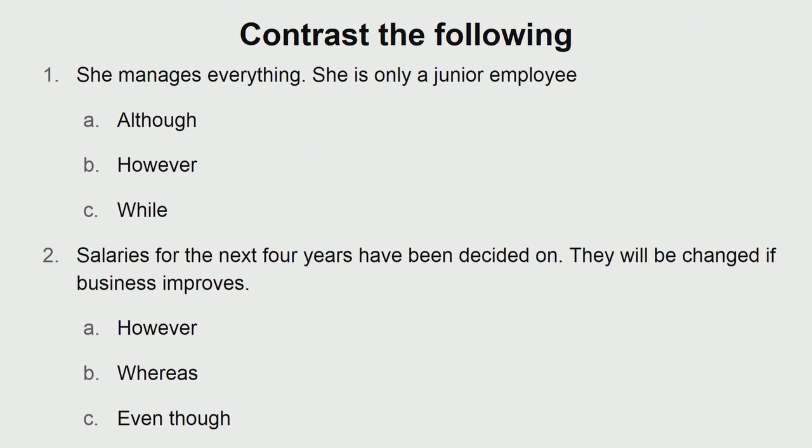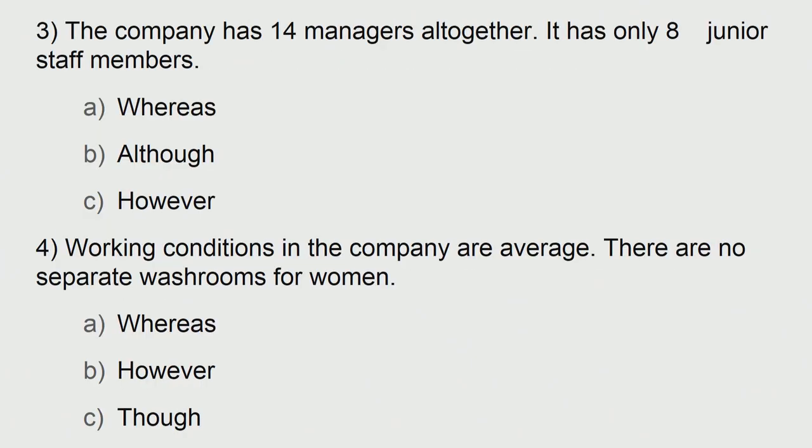Second, salaries for the next 4 years have been decided on. They will be changed if business improves. A, however, B, whereas, C, even though. Number 3, the company has 14 managers altogether. Full stop. It has only 8 junior staff members. A, whereas, B, although, C, however.